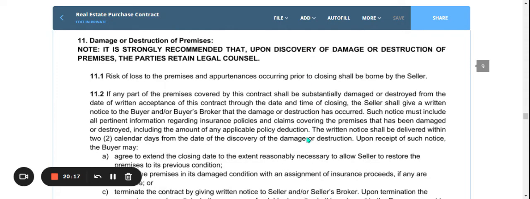So this is a pretty interesting one. The destruction of premises. Now, this is why we do our final walkthrough. It's very important that we do a final walkthrough, and the reason why is because we want to make sure that the house looks how it's supposed to look before you close.